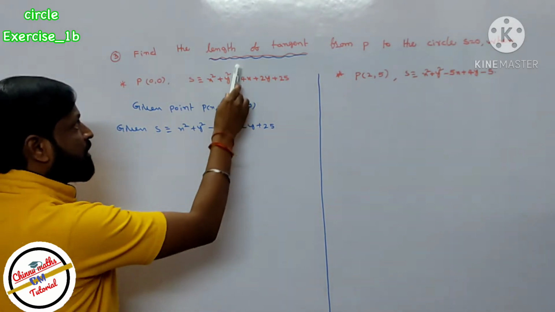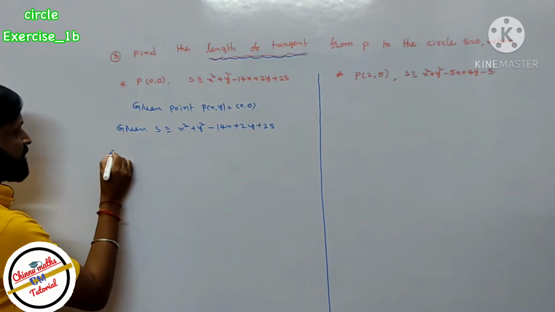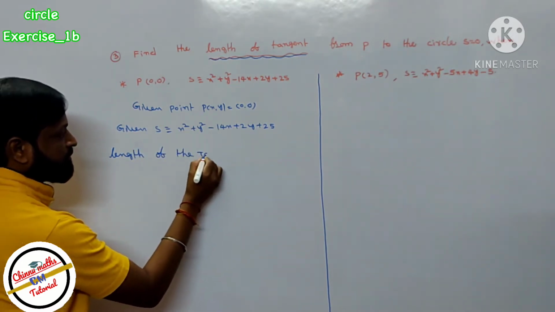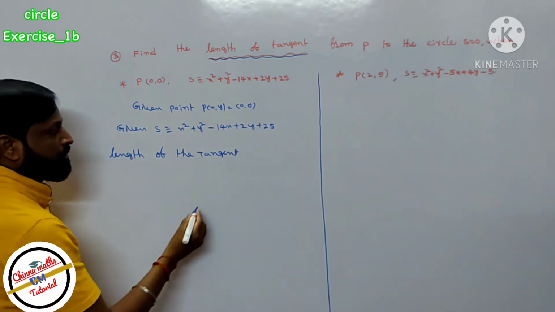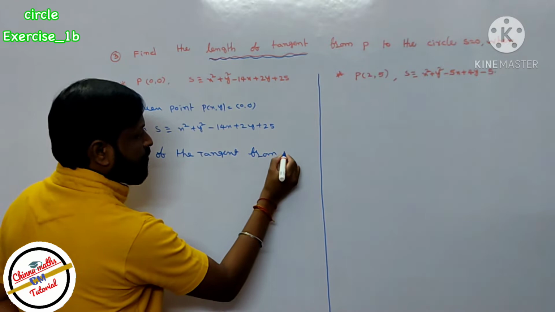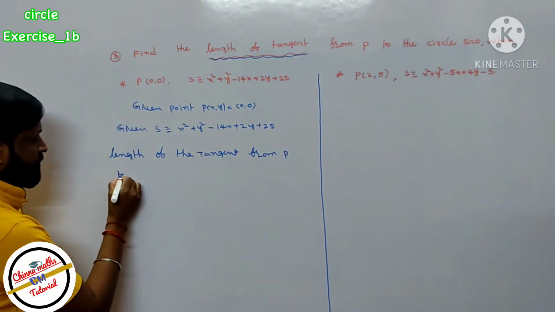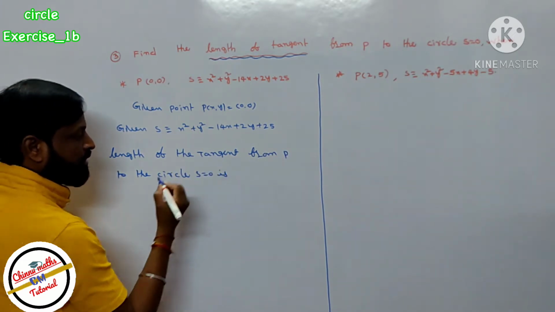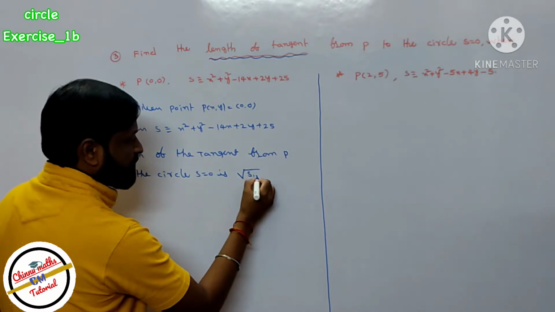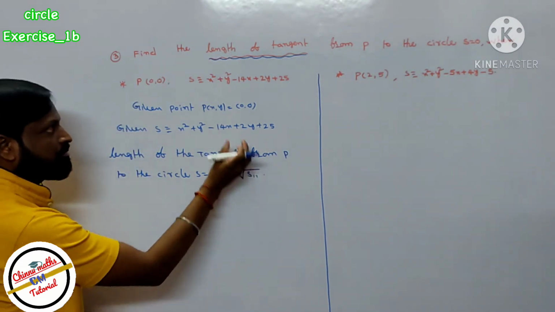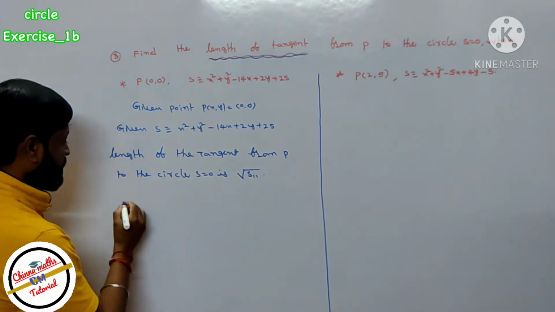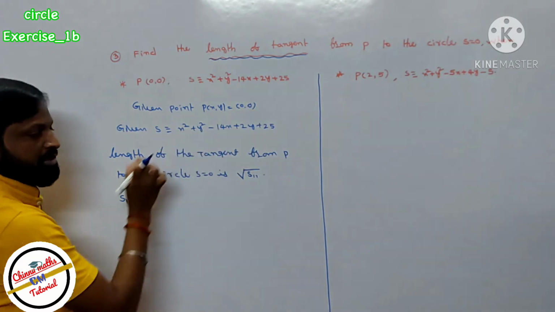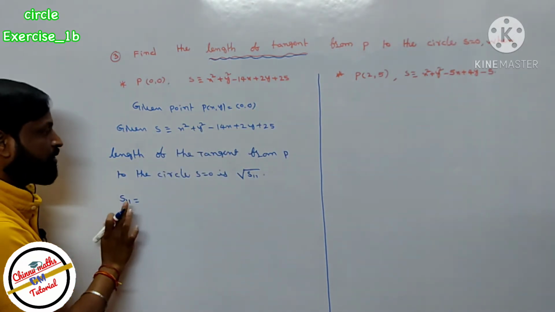Okay, what are you asking? Length of the tangent. So the length of the tangent from point P to the circle S equal to 0 is, what is our principle? Root of S11. The root of S11 gives the length of the tangent. Before that, find the S11 value. What is S11? How to get S11? Given point substitute in the given circle equation, you will get S11. S11 is the power of the point.